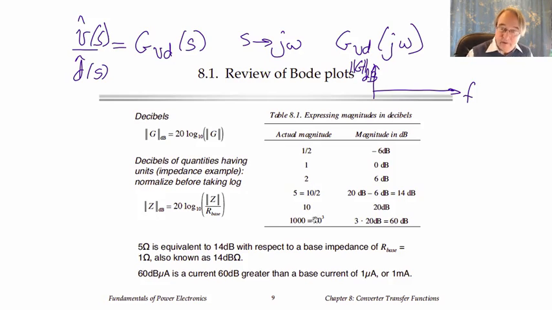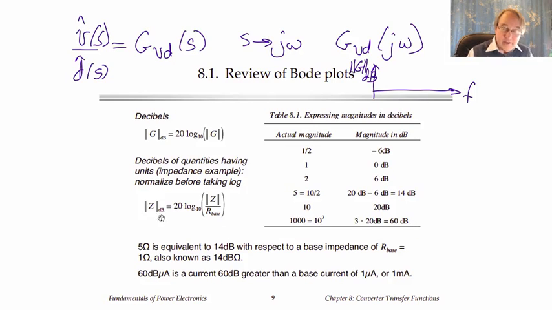Here are some common numbers and their values in decibels. A factor of 2 turns out to be 6 decibels. A factor of 10 to some power is 20 times the power in decibels. So 1,000, which is 10 to the third power, would be 3 times 20, or 60 decibels.